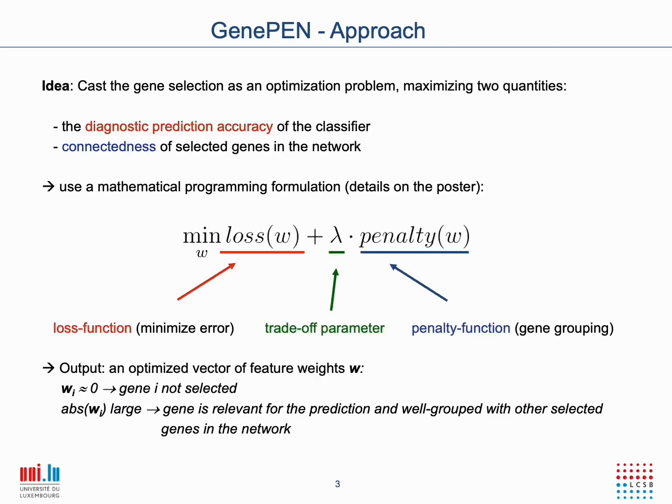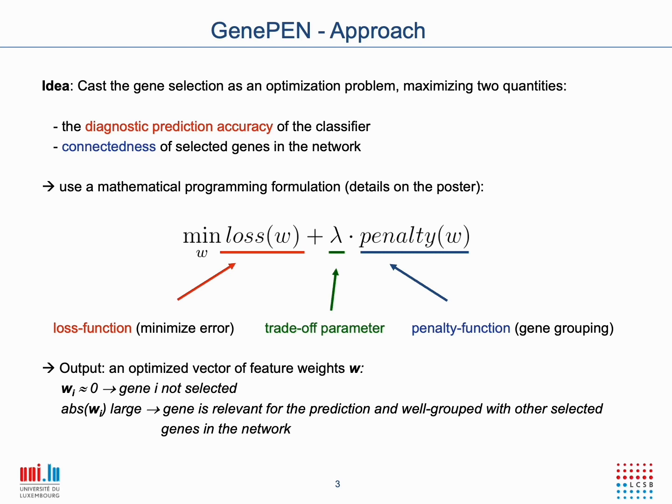Regarding the approach behind the software, the idea is to cast the gene selection as an optimization problem, maximizing two quantities: the diagnostic prediction accuracy of the classifier and the connectedness of selected genes in the network. For this purpose, we use a mathematical programming formulation where we minimize a logistic loss function to minimize the prediction error, and additionally minimize a penalty function that enforces the gene grouping in the network. A trade-off parameter lambda, which can be selected using cross-validation, determines the balance between the penalty term and the loss term. The detailed objective function is described on our poster.